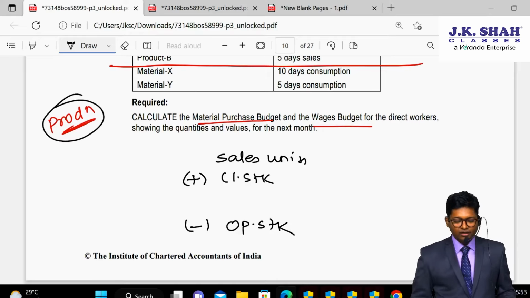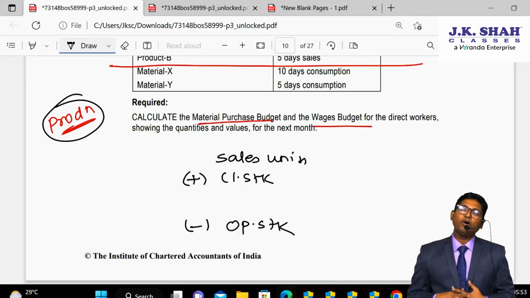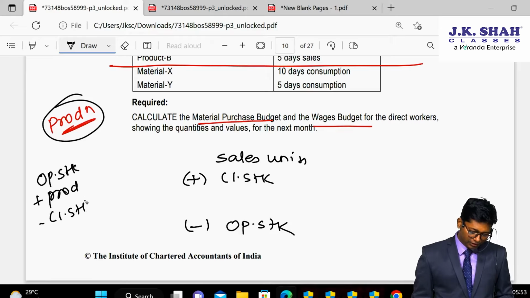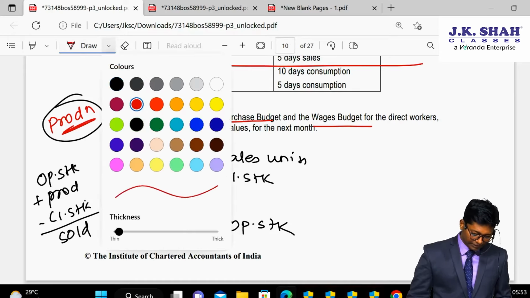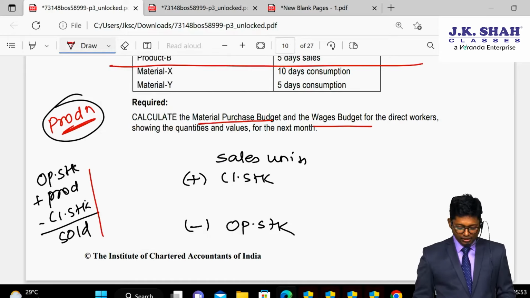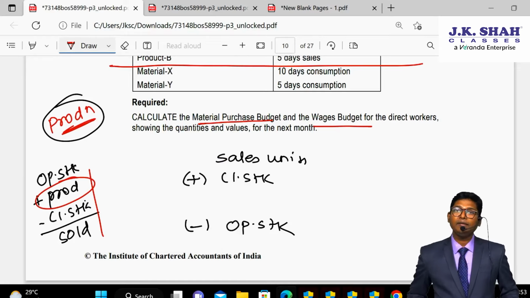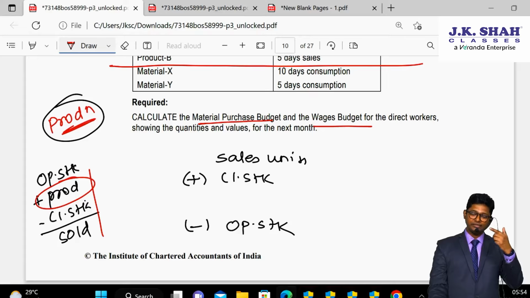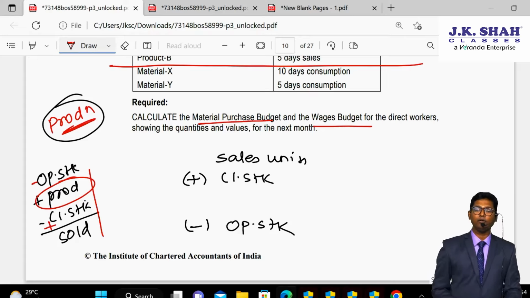Now how to calculate production? In the cost sheet chapter, we learned the quantity produced formula: opening stock plus quantity produced minus closing stock is equal to quantity sold, correct? Here we are simply going in reverse order. As we are asked to calculate the production quantity, we will start our calculation from sales. We will go in reverse order, the sign will change, we will add closing stock and we will deduct opening stock.